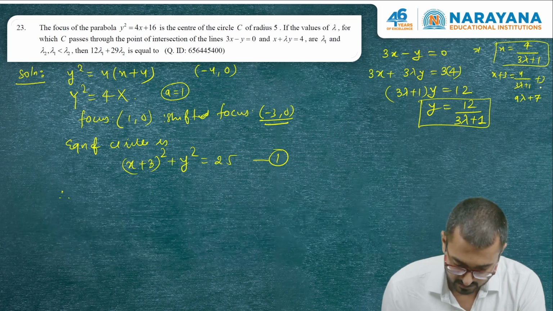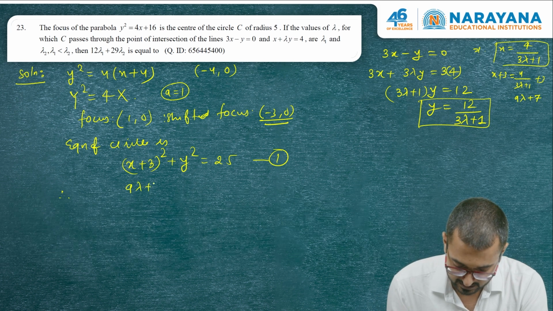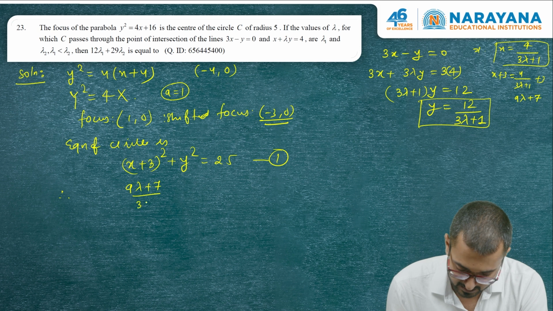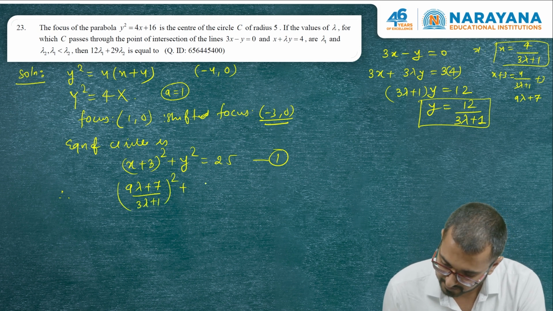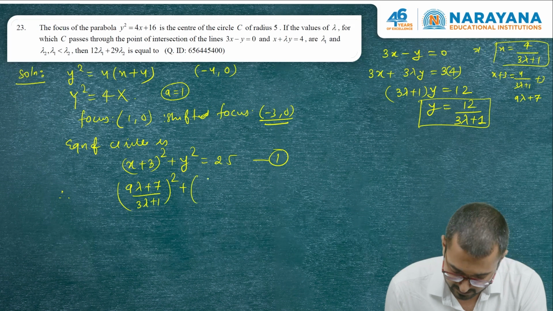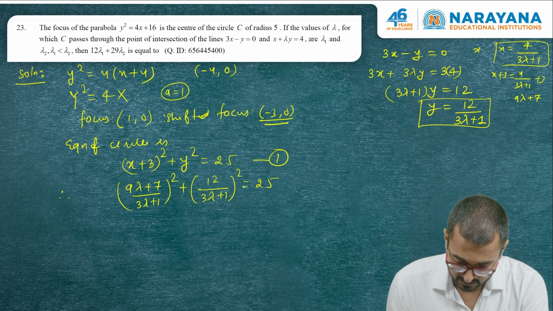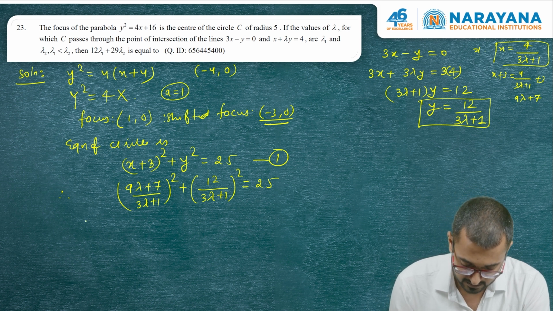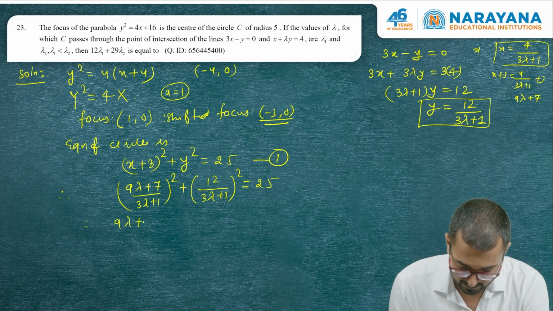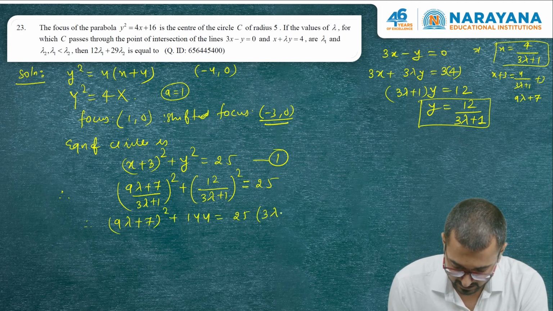So it will give me 9 lambda plus 7 over 3 lambda plus 1, square, plus y. Y is 12 upon 3 lambda plus 1, square, is equal to 25. So let us find out this thing. This will give me basically 9 lambda plus 7 the whole square plus 144 is equal to 25 times 3 lambda plus 1 square. So we'll take this guy here.